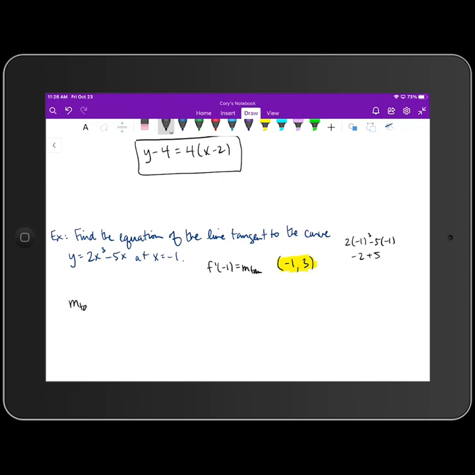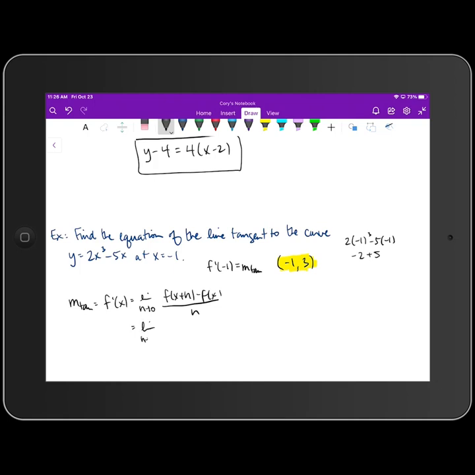So the slope of the tangent line, which is equal to f prime of, I'm going to do f prime of x first, and then I'm going to use that to calculate f prime of 1. Okay, so f prime of x is going to be the limit as h goes to 0 of f of x plus h minus f of x all over h.